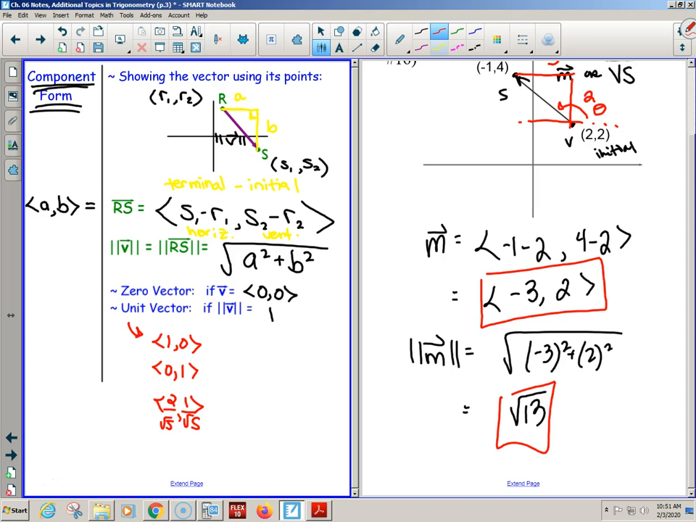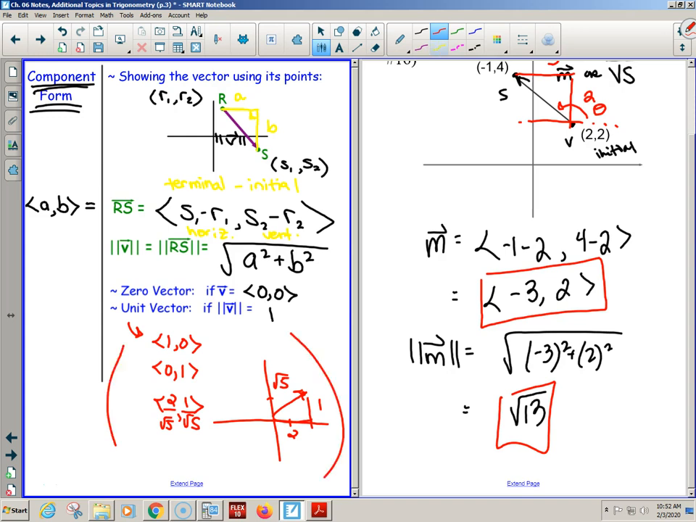And what did I do to both of them? Well, I scaled it back. I took my go over 2, go up 1. I took my vector 2, 1, and I scaled them back. What was 2, I divided by root 5. What was 1, I divided by root 5. And what was root 5, I divided by root 5. What's root 5 over 5? 1. Huh. There's something in there about a unit vector.